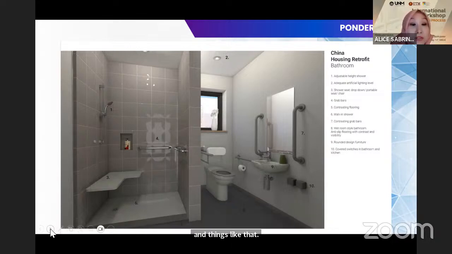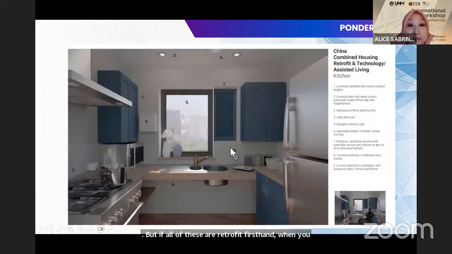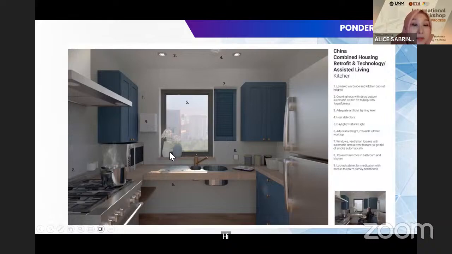But if all of these are retrofit firsthand, when you purchase the house earlier, it will be much easier for your later retired life. The kitchen, and how they place the stove, how they put the sink, how they place the windows, adjustable height, and things like that. So this is the beauty part when we talk about bottom-up approach.